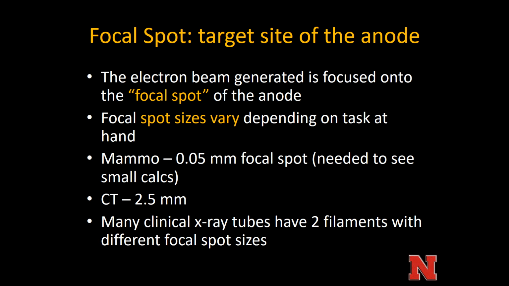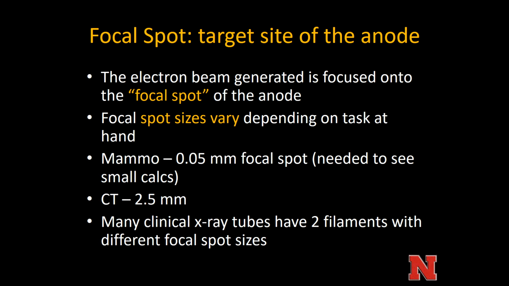The focal spot is what we call the target site of the anode. The electron beam generated is focused onto that spot in the anode, called the focal spot, and different setups have different focal spot sizes depending on what task you're doing. If you talk about something like mammography, where you really need to see very small microcalcifications, the focal spot is going to be teeny tiny, like 0.05 millimeters.